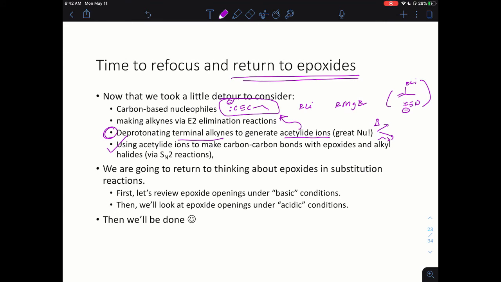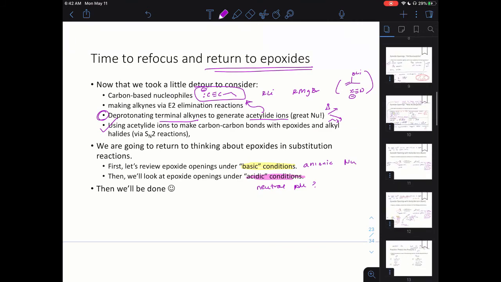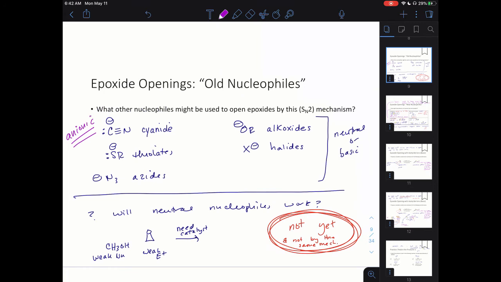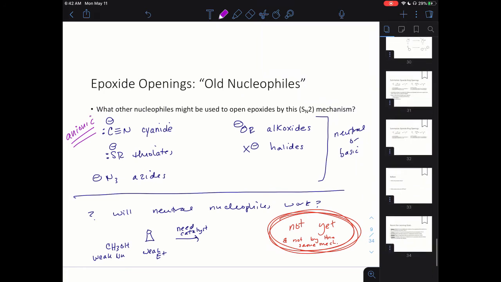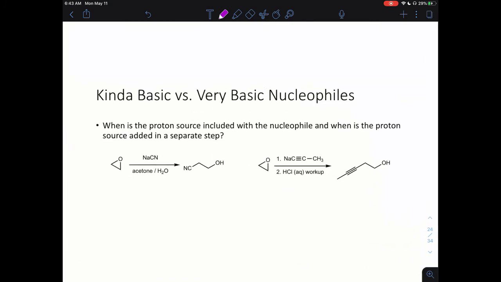Now we're going to return to thinking about epoxides and substitution reactions. At the beginning of this video, we talked about these reactions under basic conditions with anionic nucleophiles. And I asked you a question, which was, could you react epoxides with neutral nucleophiles? And at that time, we said no. And that was because we hadn't learned how yet. So I think we said not yet. Okay, so the time is now to learn how to do this. And instead of basic conditions, it will be under acidic conditions.